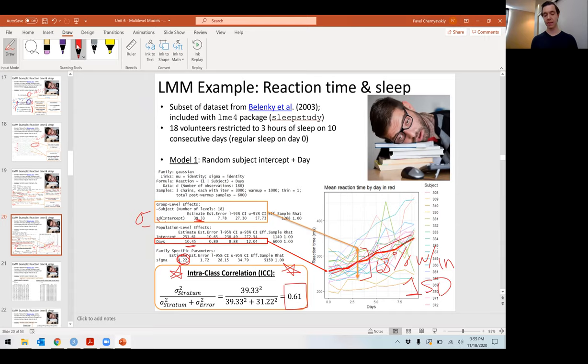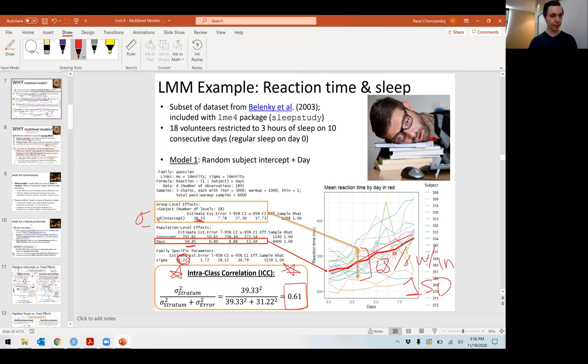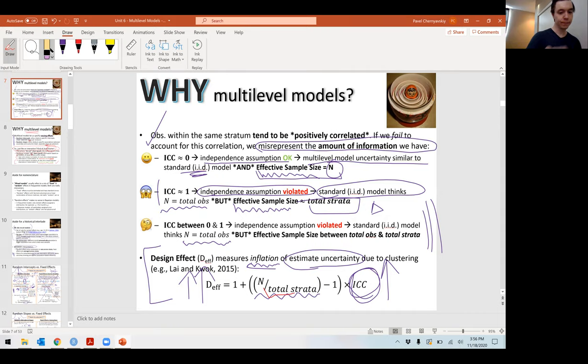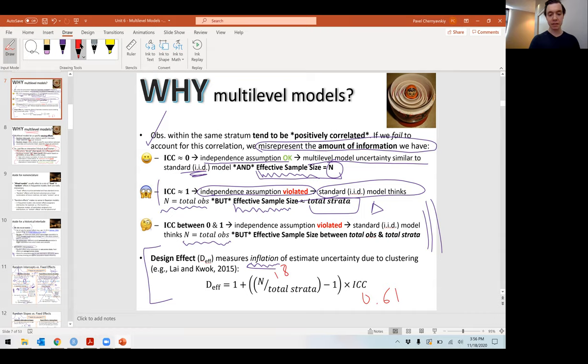That is, about 60% of the information about reaction time is shared within subject. 40% is determined by how long they were starved of sleep. If we go back to our design effect slide, that ICC is 0.61, we had 180 observations and 18 strata. So N over, it was 10 observations per subject, right? 10 days.